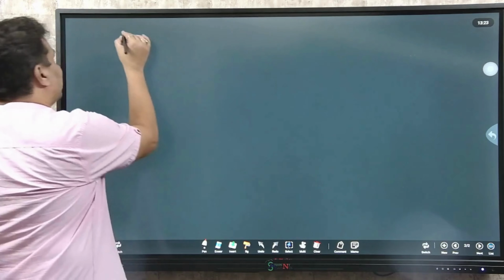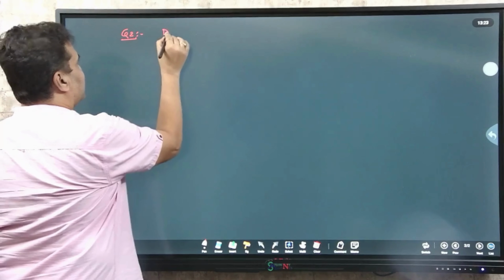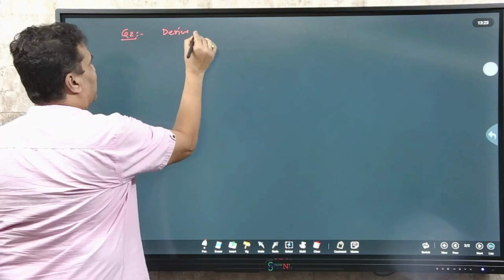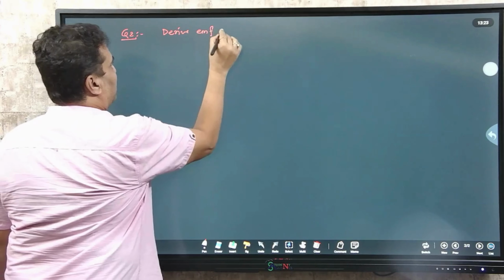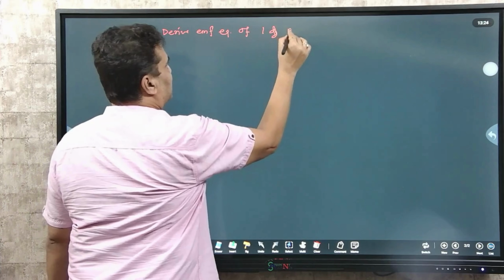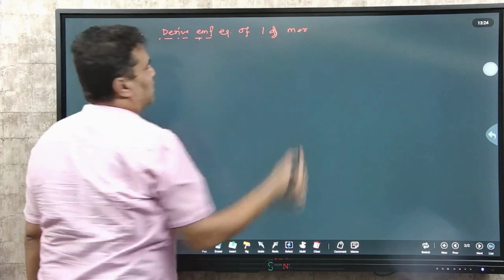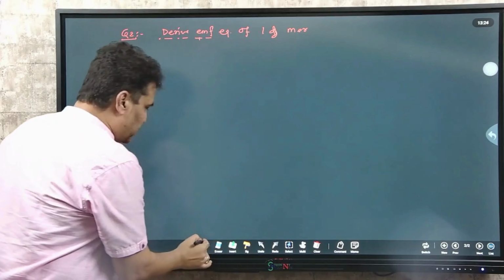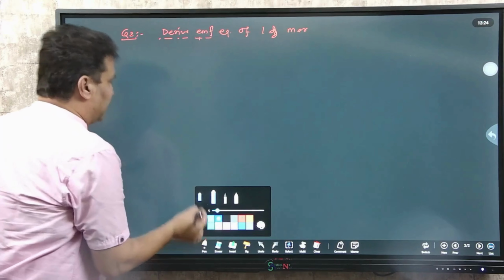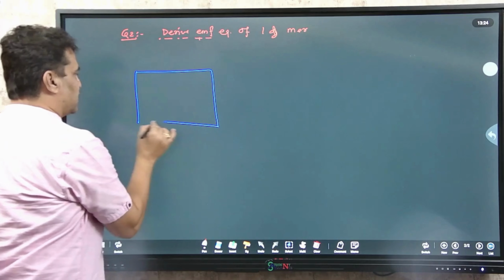Then from the exam point of view, question number 2. This is the most important question: derive the EMF equation of a single phase transformer. Derive the EMF equation of single phase transformer. This is the most important question, always asked in the exam, and that's why when you answer it, the first job is that you have to draw the construction again.